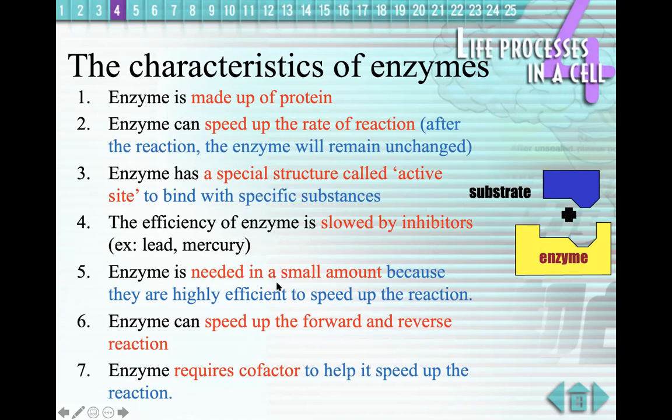And then the enzyme is needed in a small amount because they are highly efficient to speed up the reaction. So we don't have to waste the amount of enzyme because it can highly be efficient to speed up the reaction. An enzyme can speed up a forward and reverse reaction. And the last one, enzyme require cofactor to help to speed up the reaction. Cofactor, for example, vitamin K, vitamin E, or so on, depending on what digestion we are dealing with.